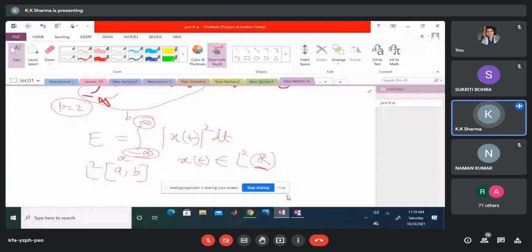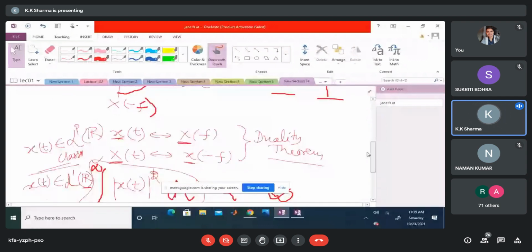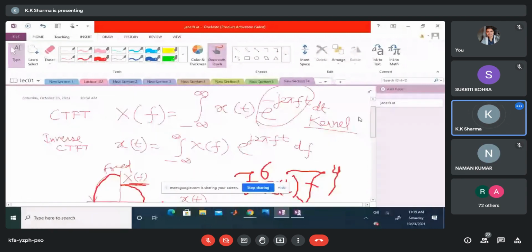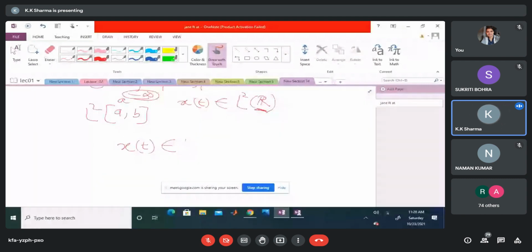Is that clear? That the Fourier transform is defined for L1(R) signals because the signal should be absolutely integrable. Now, what is the problem with this L1(R) definition? That even if your x(t) belongs to L1(R), the Fourier transform of this signal may not belong to L1(R).